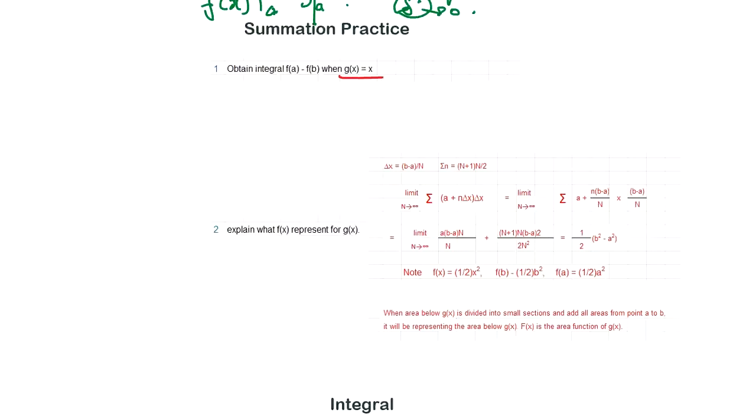If g(x) equals x, a simple function, right, from a to b, and g(x) is x, so x actually goes through here. Let's see.